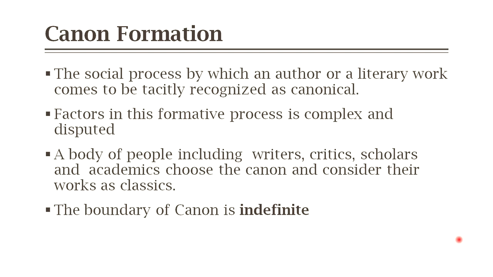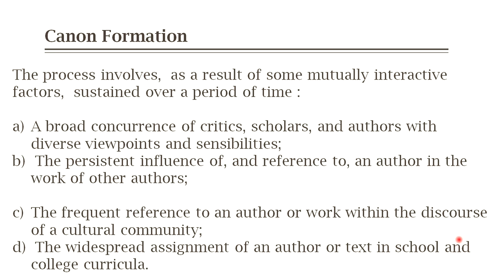The social process by which an author or a literary work comes to be considered as canonical is called canon formation. The factors which determine this canon formation are complex and disputed. A body of people, including writers, critics, scholars, and academics, choose the canon. And the boundary of canon is indefinite. You cannot determine where exactly the canon starts. It's a process through which these works evolve, as a result of some mutually interactive factors.